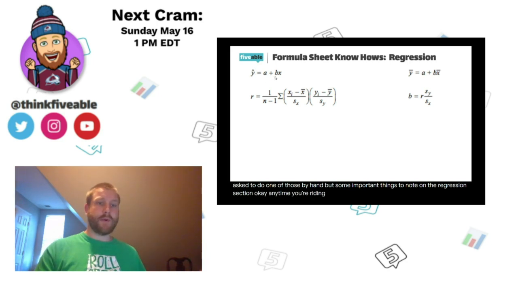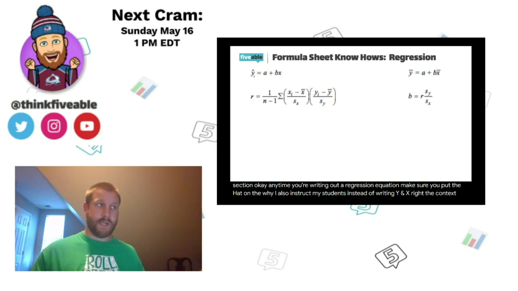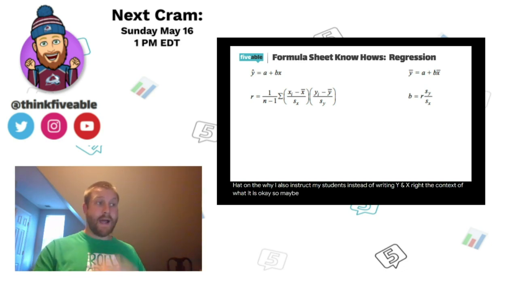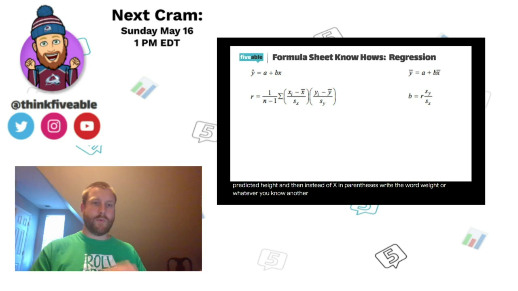Anytime you're writing out a regression equation, make sure you put the hat on the y. I also instruct my students, instead of writing y and x, write the context of what it is, okay? So maybe height with a little hat over the word height, because it's the predicted height, and then instead of x, in parentheses, write the word weight or whatever. I know there was a question with height and weight of wolves a few years ago, so use context instead of x and y, and your y is always, always, always predicted, okay?